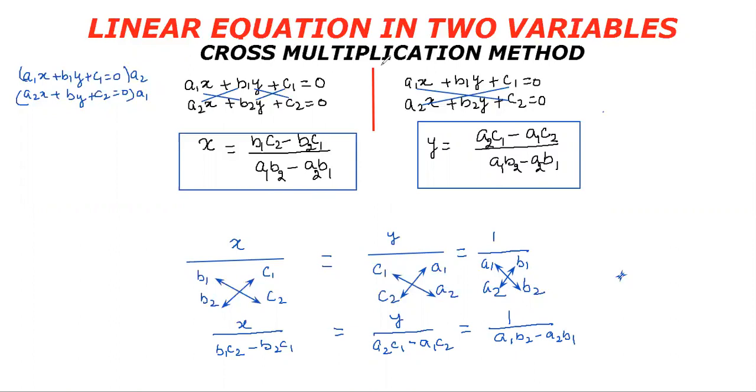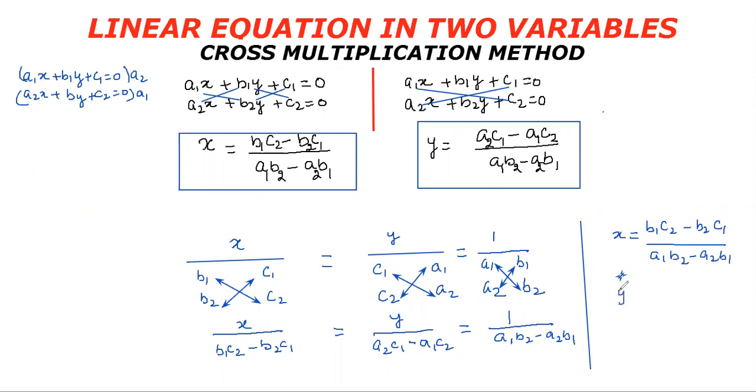Children, now see, if you want to get the value of x, what will you do? You will equate this and this. Since we have taken all the three equal, we will equate this and this. And finally, once again, you will get the formula that we have derived here, that x is equal to, when you bring this side, b1 c2 minus b2 c1 upon a1 b2 minus a2 b1.